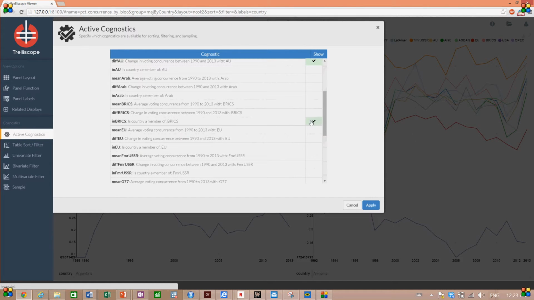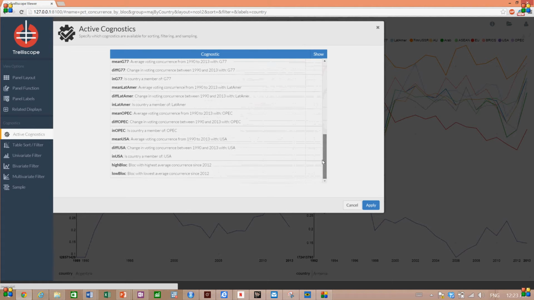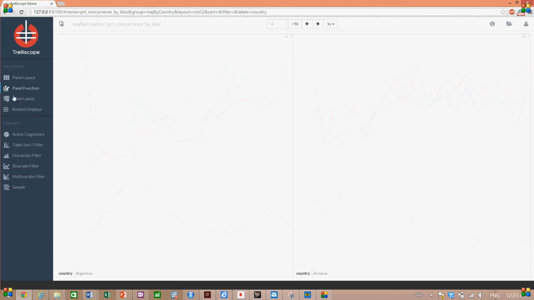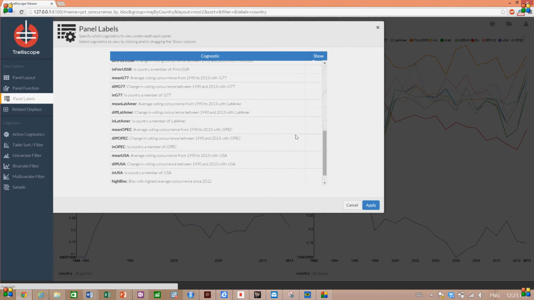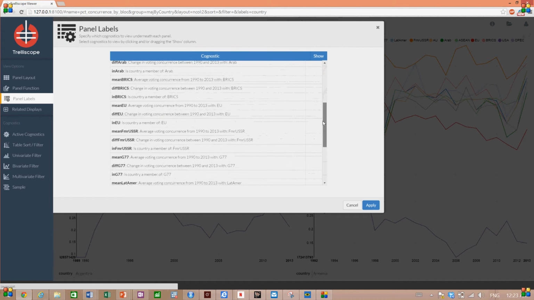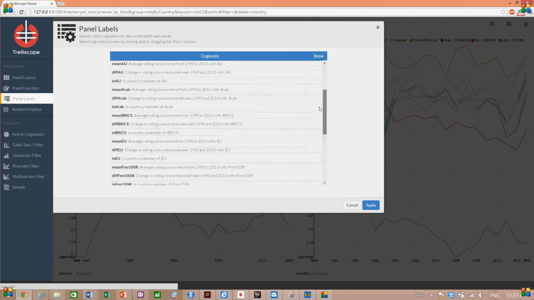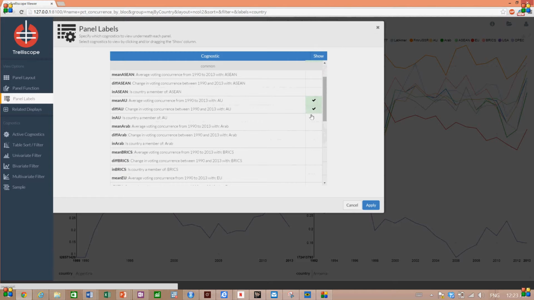If we wanted to look at BRICS, we could select in BRICS to only look at countries in BRICS. We can compare voting cohesion with the AU amongst BRICS countries. Finally, we can select diff US and mean US to also look at how voting cohesion has changed between BRICS and the US. With our panel labels, we were able to have the actual specific numbers for each of these measurements on the graphs.